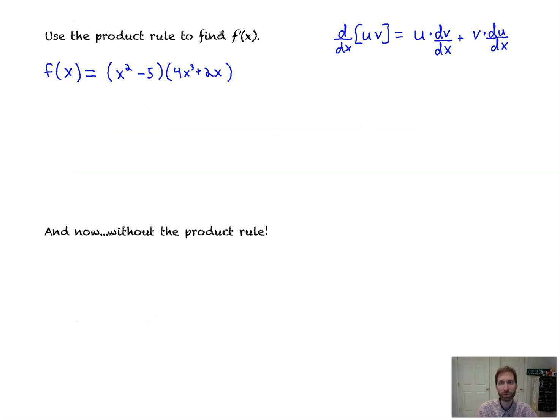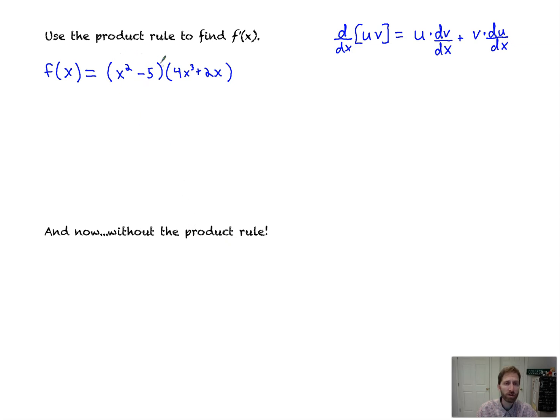Use the product rule to find f prime of x. So why are we using the product rule? We use the product rule when you have a product. With that said, you use it when the product is not simplifiable easily. So I'm using it here because I want to show you how it works, but in actuality, I would probably do it without the product rule, which I'll show you second.